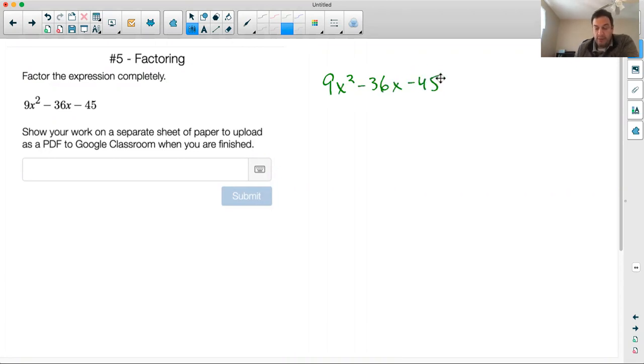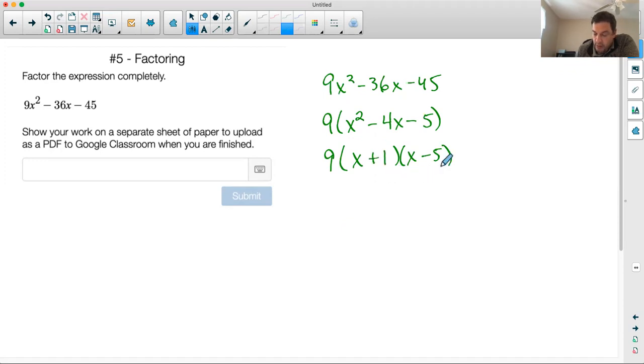First step in any factoring problem is to see what is common in each term. And so right now I can look at it and say, all right, well, 9 is common in each term. So if I factor a 9 out, I'll be left with x squared minus 4x minus 5. And then this is a pretty easy problem because it's just x squared. And so we get x and x, and then minus 5 and plus 1, because negative 5 times 1 is a negative 5. Negative 5 plus 1 is negative 4. And that is our simplified factors.